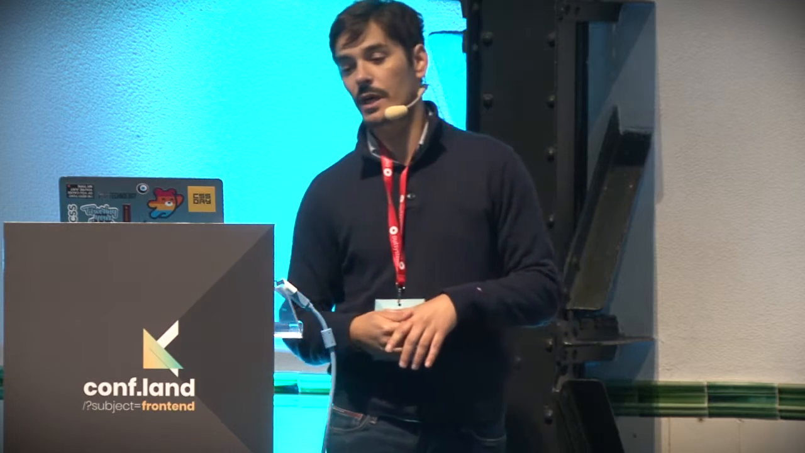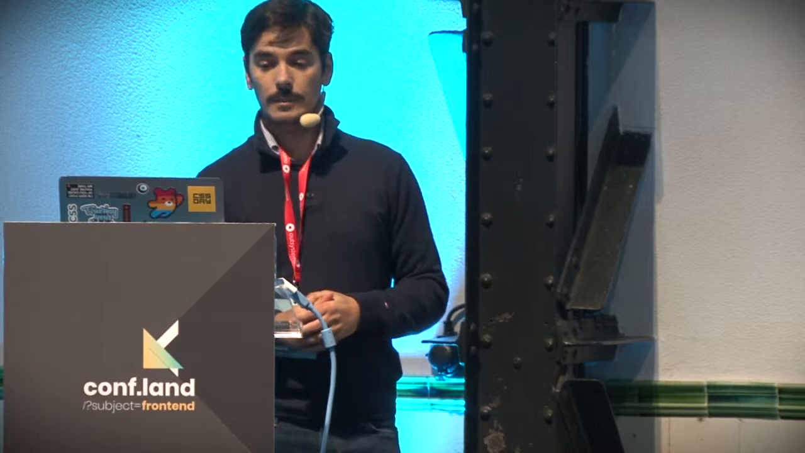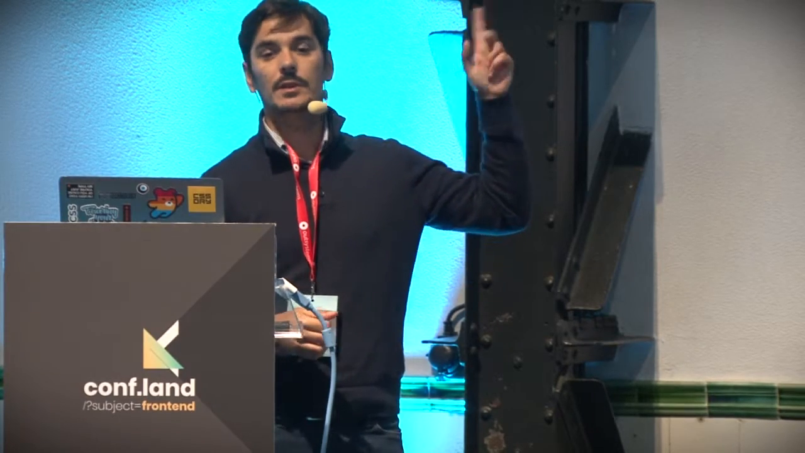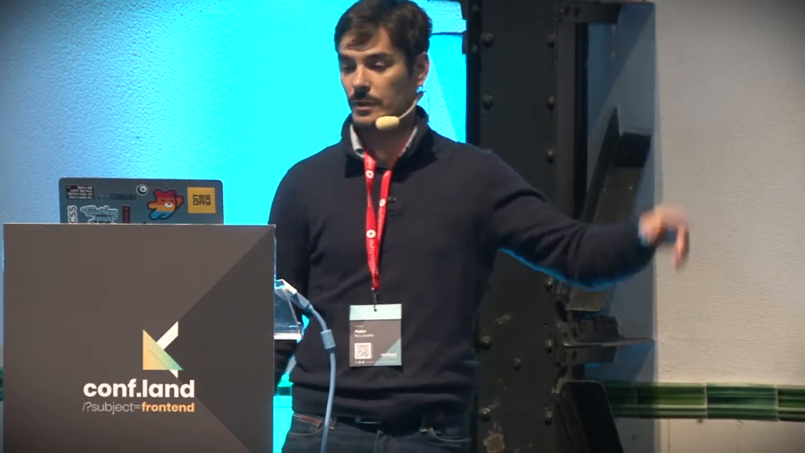You may already know that those values are similar to the ones we are used to in Photoshop or Sketch: the multiply effect, the screen mode, the overlay, and a bunch more. So here I set the blend mode to multiply, and I flipped the image to have more white space on our left side. For that, I applied this scaleX transform to flip the image.